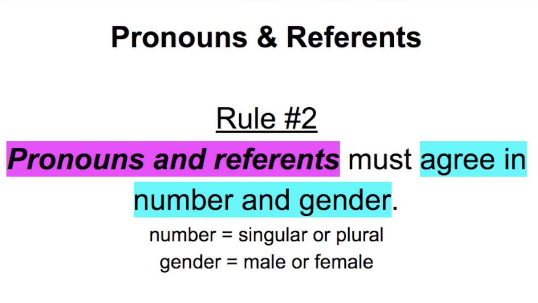All right, pronouns and reference rule number 2. Pronouns and reference must agree in number and gender. So number, they're talking about singular or plural. Gender, they're talking about female or male.